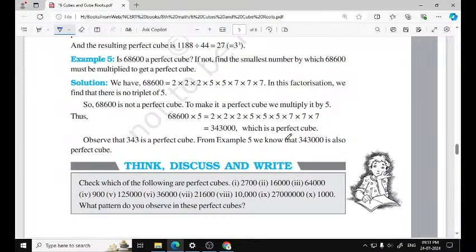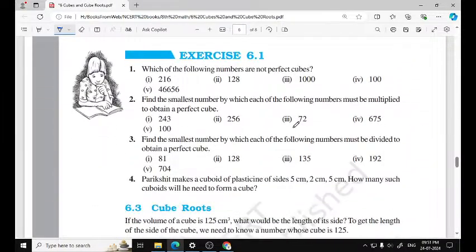This one is similar. Now you can start solving exercise 6.